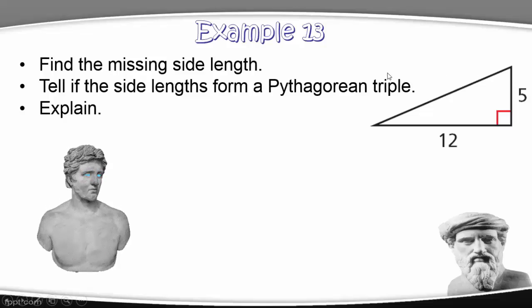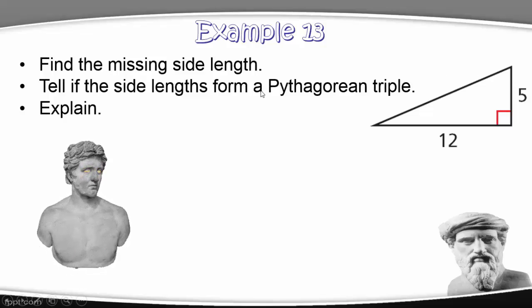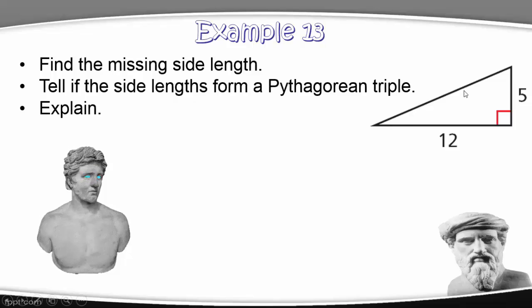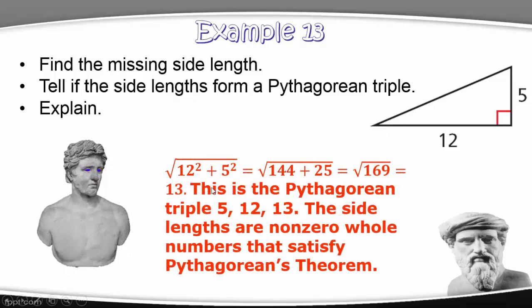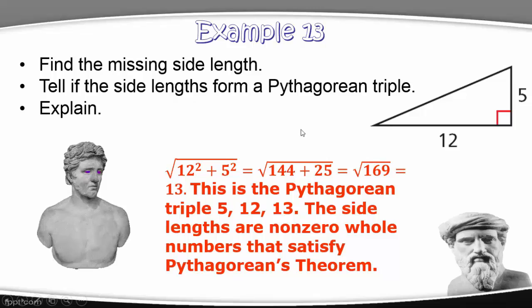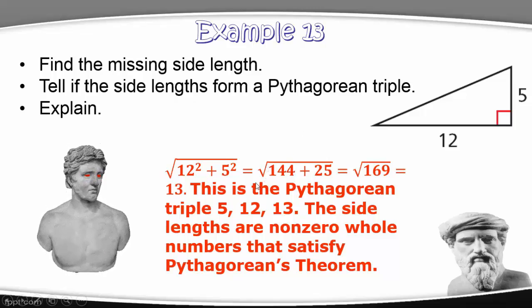And similarly, for example number 13, we're going to find again the missing length and see if we get a nice whole number. If we get a whole number, it will be a Pythagorean triple. If it's not a whole number, it will just be a length. So here we go through it. 12 squared plus 5 squared is equal to 144 plus 25. And I took the square root of that for C. So that means it's the square root of 169, which is equal to 13.